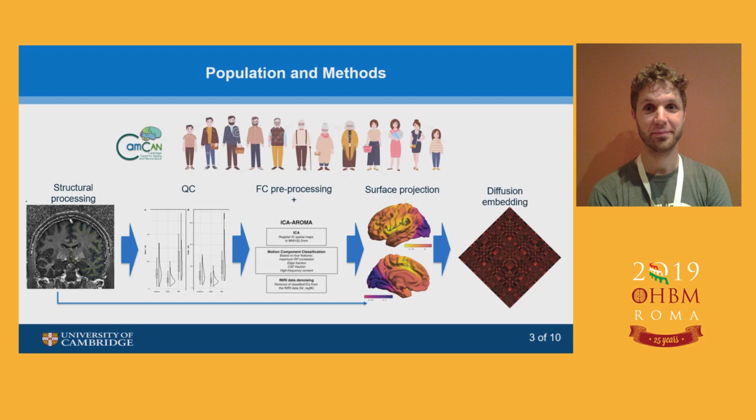Then we project all of these time series to the surface, and we create these connectivity matrices that I'm sure you've seen all over OHBM everywhere. And then we use diffusion embedding, which is the step to get these connectivity gradients, to reduce the dimensionality of this high dimensional matrix.